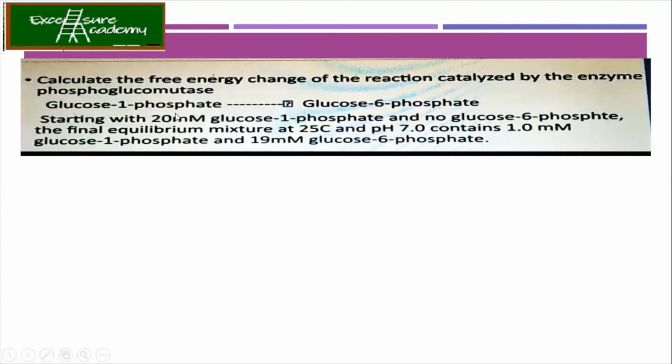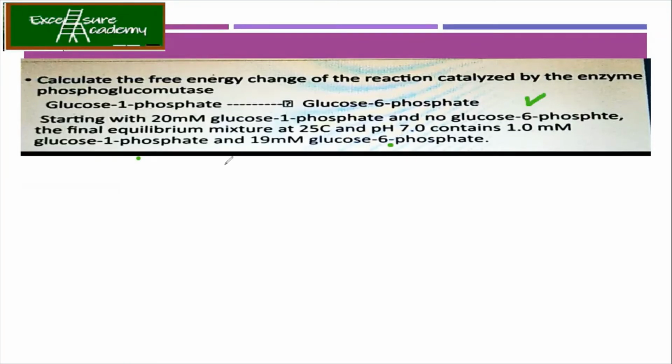So calculate the free energy change of the reaction catalyzed by the enzyme phosphoglucomutase. This enzyme, where do we see it? In the case of glycolysis, right? So glucose 1-phosphate, glucose 6-phosphate, starting with 20 millimolar glucose 1-phosphate and no glucose 6-phosphate. This is the initial reaction. The final equilibrium mixture at 25 degrees Celsius and pH 7 contains 1 millimolar of glucose 1-phosphate and 90 millimolar of glucose 6-phosphate. Okay. So now what is happening?